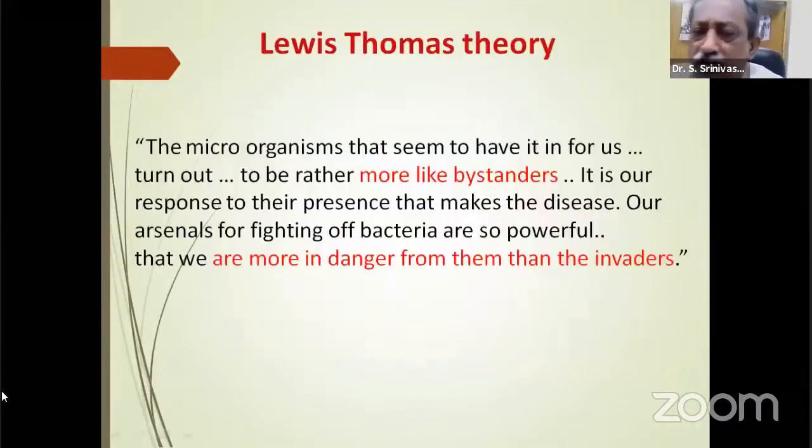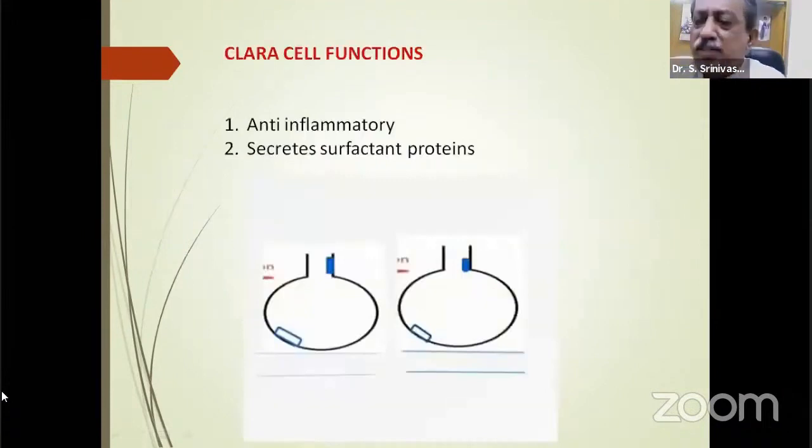So first I want to say about the Lewis Thomas theory. This theory is very simple. Usually the organism is always a bystander. They don't cause anything harmful to us. But the response which our body produces to these organisms, in the form of inflammation, I would say arsenals, they are the ones which cause a lot of problems. COVID is also similar: the response which our body is producing to this organism is causing a lot of problems. Okay, so let me go to hypoxia first.